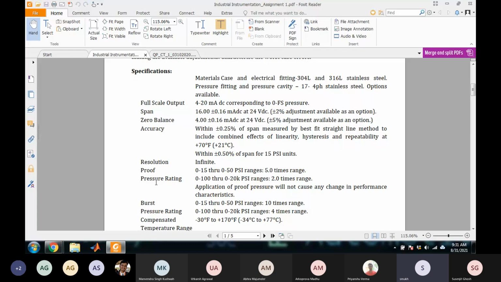Similarly, you see 0.16 milliampere is what percent of 4? 4%, sir. 4%. Right. So you see that because the worst case error is 4%, they have given a 5% adjustment so that you can correct for the worst case error.